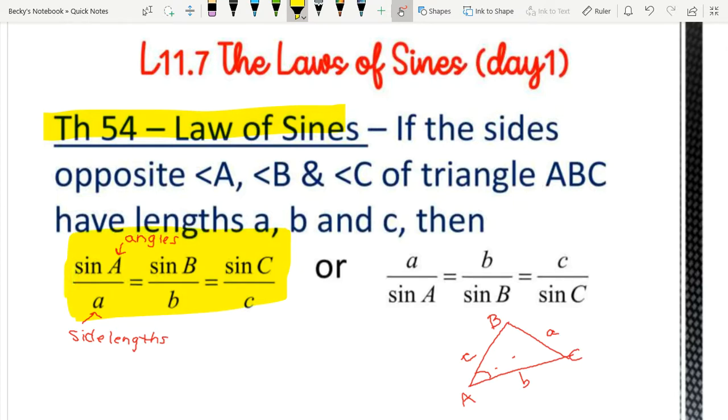So things you need to know: capital A means you're referencing the angles, and the little a means you're referencing the sides. That applies to all the letters. Capitals are angles, lowercase are sides. So let's look at this picture down here.